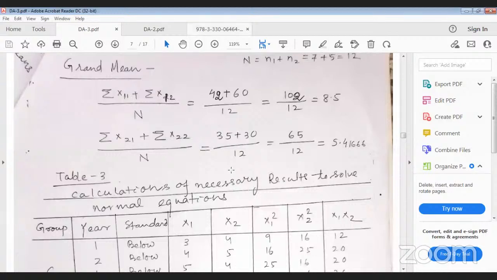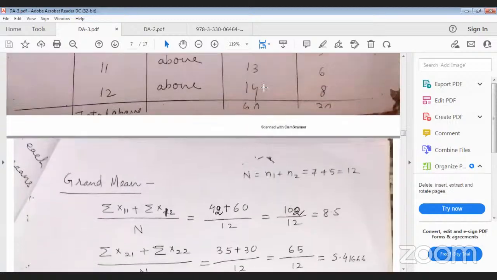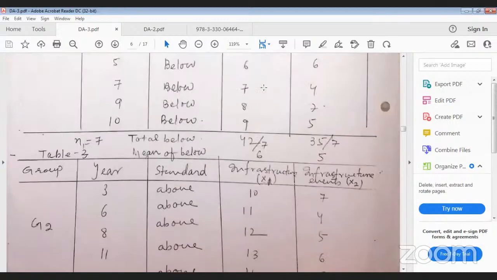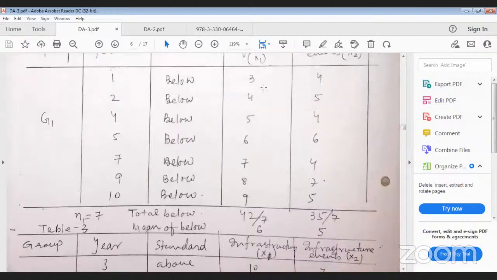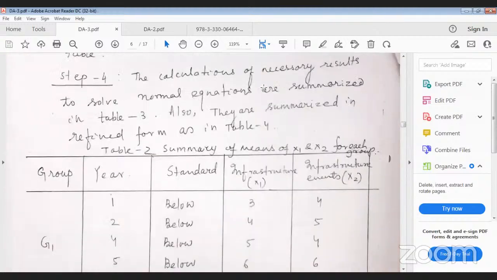Hello? So up to step 3, all of you are getting it or not? Yes, ma'am. Very good. So next, I have written everything, so you can understand directly. When you solve this problem, you can understand easily. It is not so difficult.